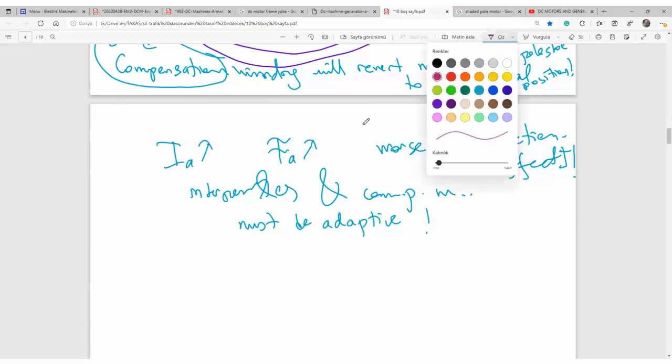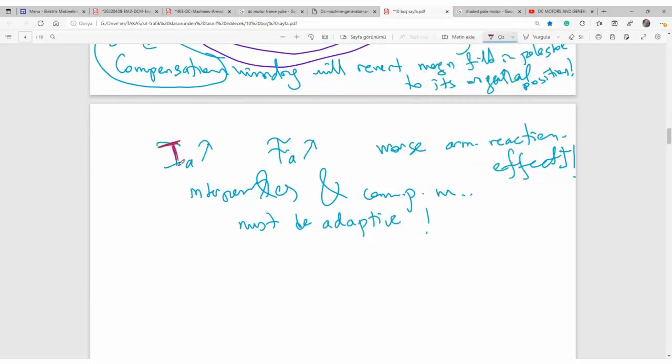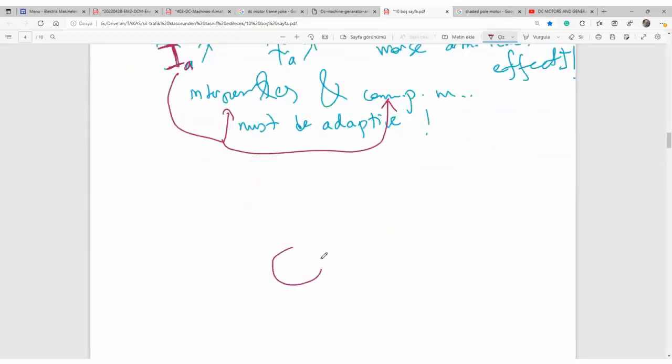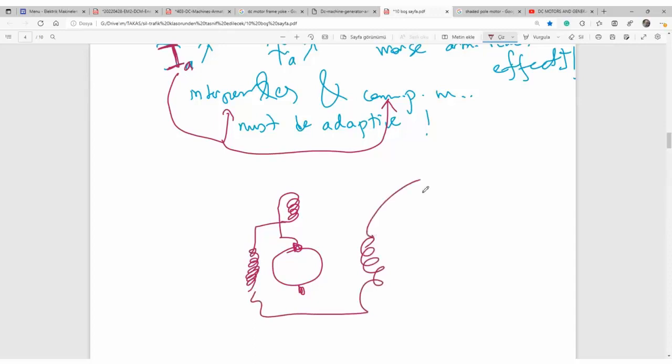So there's a smart design. We use armature current in interpoles and compensation winding. Here's armature current. Armature current supplies the interpole and the compensation coils. Those are armature 1 and armature 2, the armature terminals.